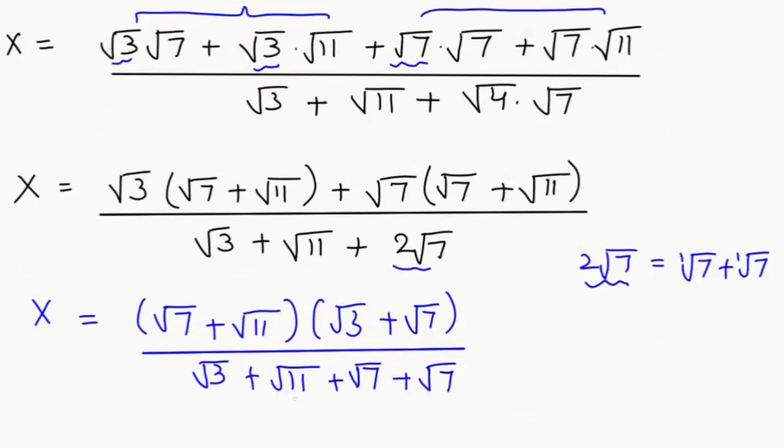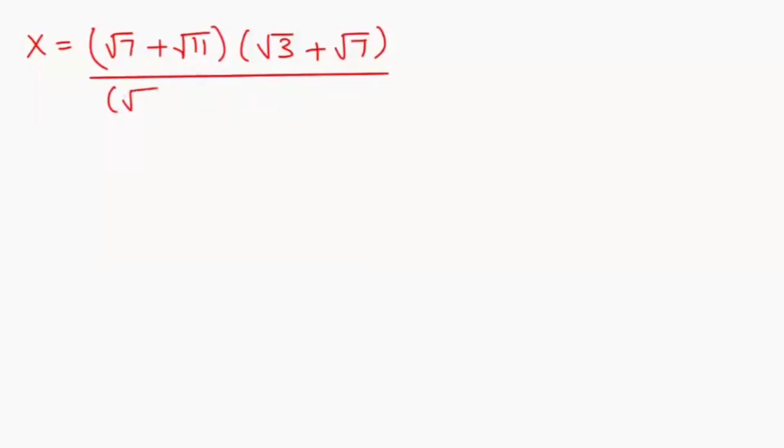I am going to rearrange this denominator expression, and the above I am going to write the same, x equals root of 7 plus root of 11, root of 3 plus root of 7, over root of 7. I am going to rearrange this with root of 11, and root of 3 I am going to rearrange with root of 7. Now here we have the common terms, root of 7 plus root of 11 on the denominator and the numerator, and root of 3 plus root of 7 we have common on the denominator and the numerator.